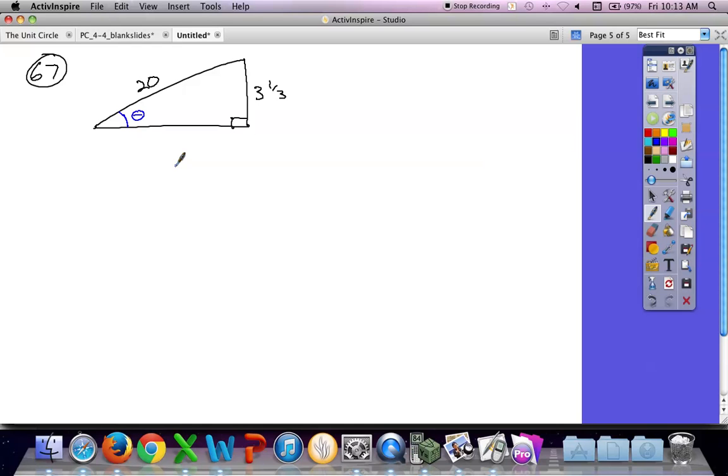Okay, use a trig function to write an equation, meaning which 2 out of the 3 sides do we have? Opposite and hypotenuse. Which one of our three trig functions uses opposite and hypotenuse? Sine. So I know that it's sine theta equals opposite over hypotenuse. So the sine of theta, which we don't know in this case, equals 3 1/3 divided by 20. Okay, that was the second step.